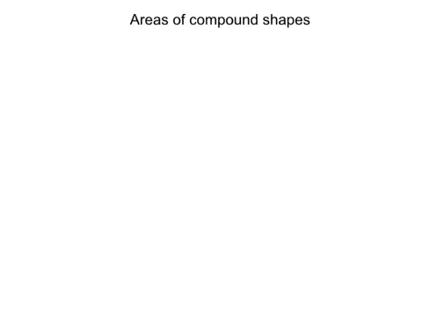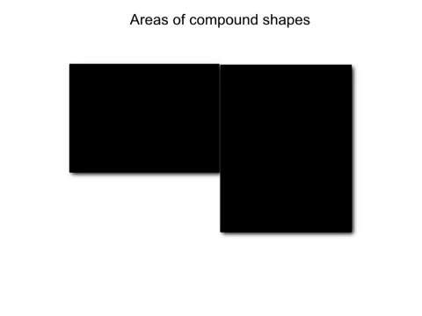This video is about areas of compound shapes. A compound shape is made out of at least two shapes together. So it might look like this, and we'd have rectangle A and rectangle B. The first thing you have to do is to draw the shape in your book.